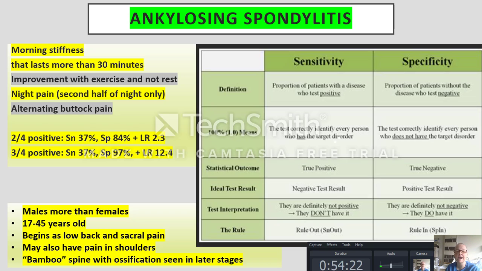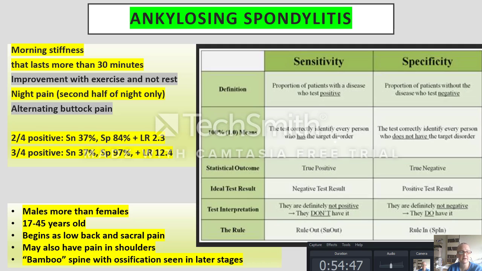Ankylosing spondylitis. The symptoms are morning stiffness that lasts more than 30 minutes. Improvement with exercise and not rest. Night pain, second half of the night only. And alternating buttock pain.